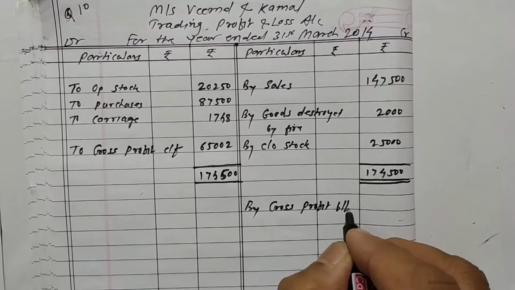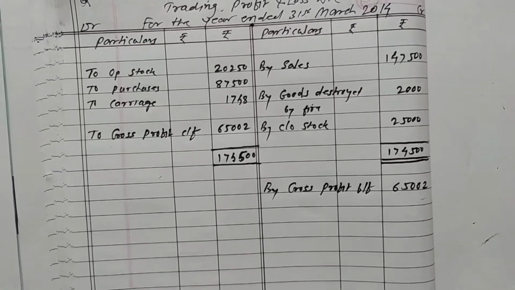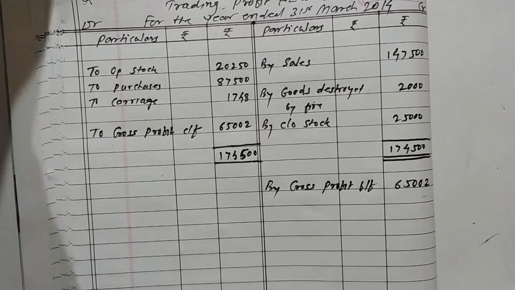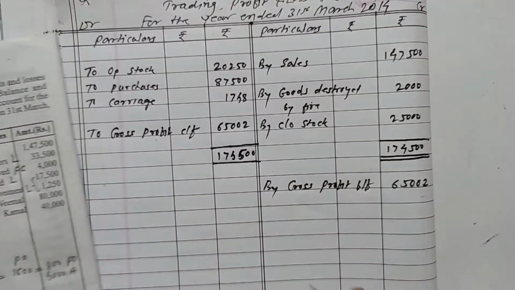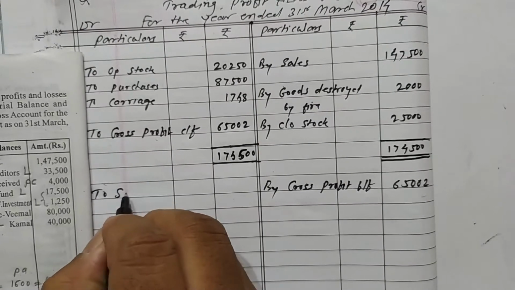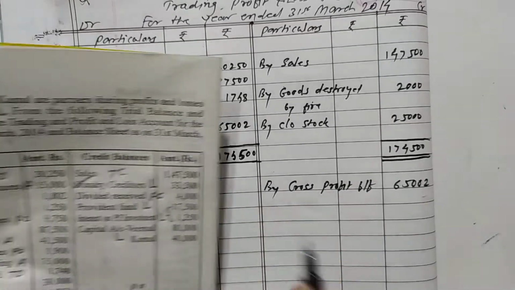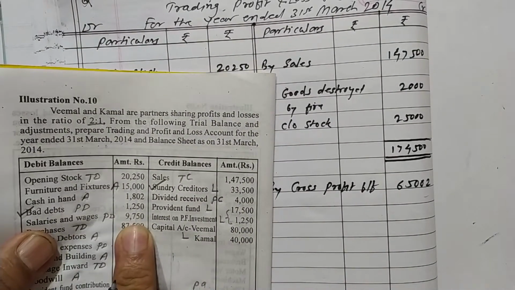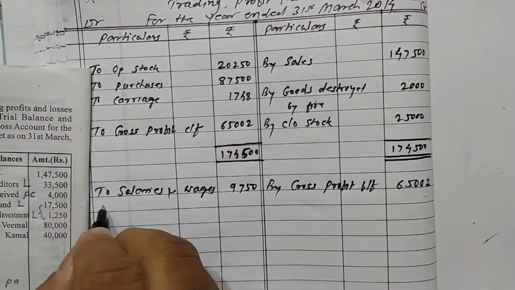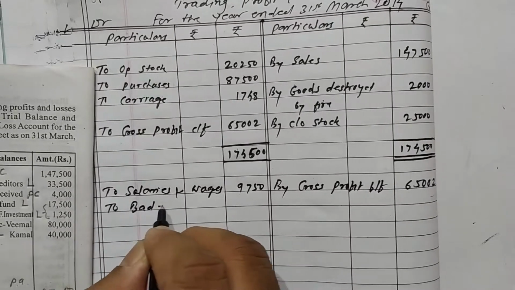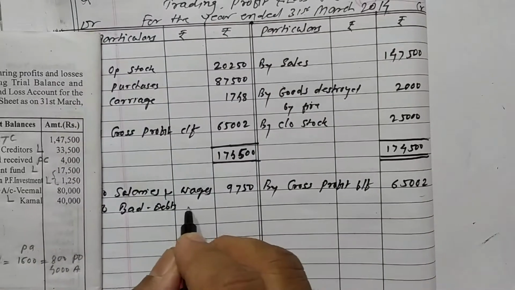Gross profit brought forward, rupees 65,002. Now try to complete the P&L account debit side. First is salary. We have to find out the salary. Here it is. We write first, to salaries and wages, rupees 9,750. Next is bad debts. In the inner column, rupees 1,250.